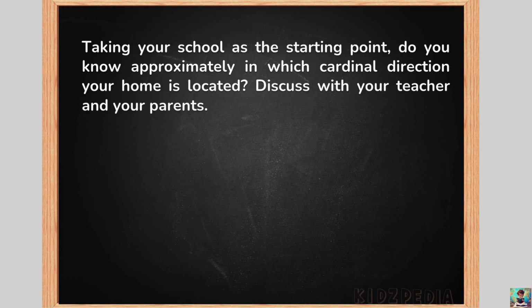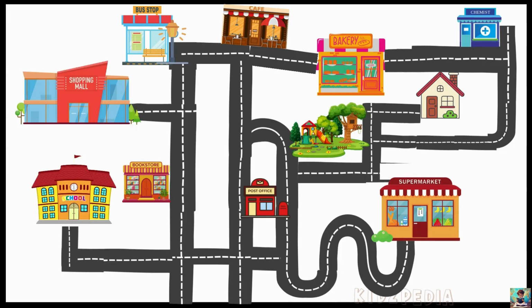Taking your school as the starting point, do you know approximately in which cardinal direction your home is located? Discuss with your teacher and your parents. Draw a simple map from your school to your home. If you know the roads or streets between your school and your home, think about which way you travel. You can also talk to your teacher or parents and get help from them.